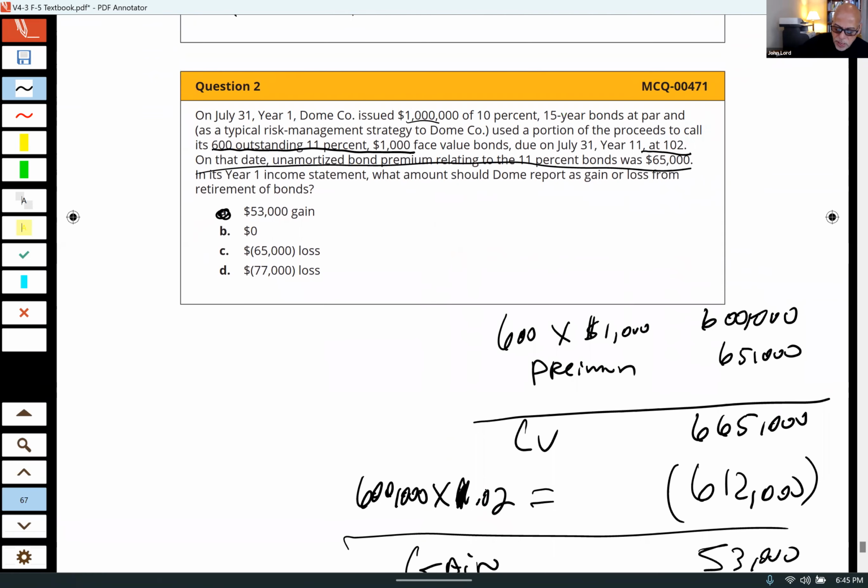Now, you get into a lot of this language over here where they say it is part of a normal strategy and so on and so forth, a typical risk management strategy and all that. I really feel like that's Becker harkening back to the olden days where they used to say that if you extinguish debt early, that was treated as something called an extraordinary item. They don't have extraordinary items anymore, period, at all.